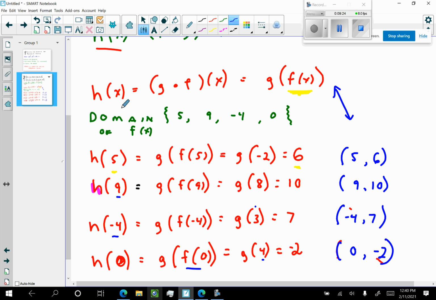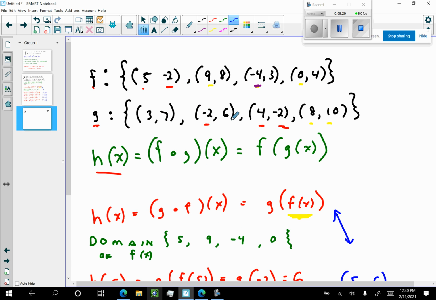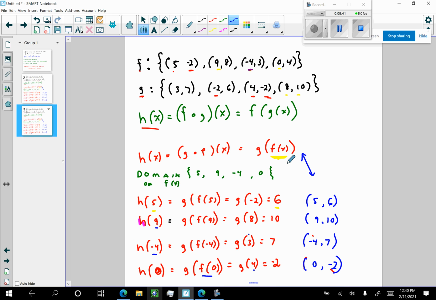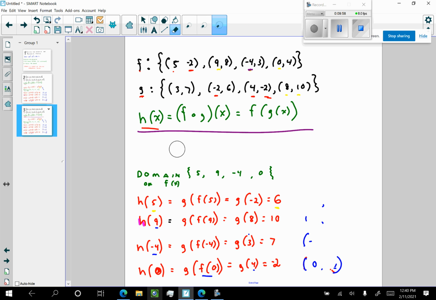Okay, let me do this. I'm going to clone this page. And I'm going to show you now why. I'm going to erase the work we did with G of f of x. We know that exists. G of x is equal to this. I'm going to erase that, and we're going to try to find f of g. Okay, so let me erase this.